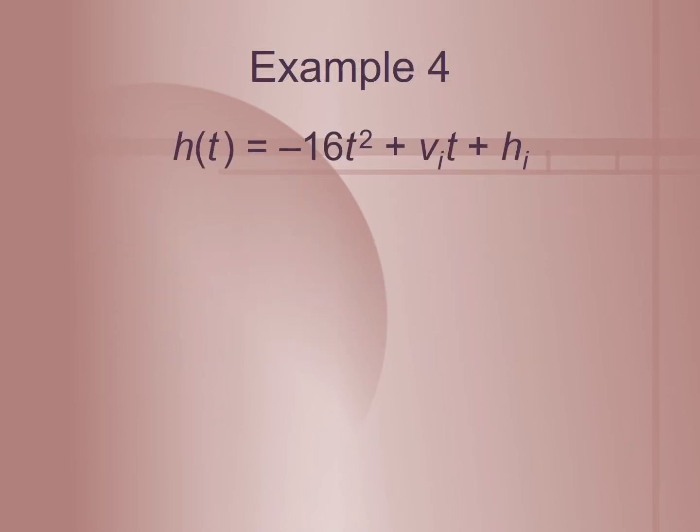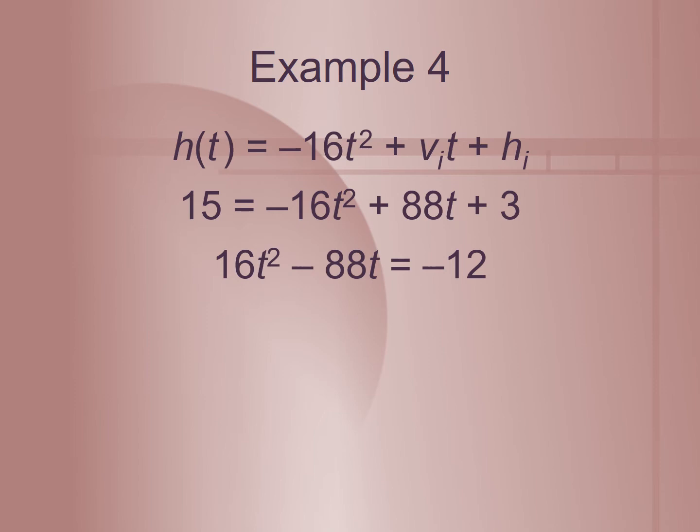So for our first example, we know that the length is 15. We know that the initial velocity is 88 and the initial height is 3. We want to know how long it takes to fall or move 15 feet, so we have to solve for t. This is quadratic, so we'll move everything to the left-hand side. The negative 16t squared will become positive 16t squared, and the plus 88t will become negative 88t. Then we'll move the 15 over with that 3, so we subtract 15. 3 minus 15 becomes negative 12.